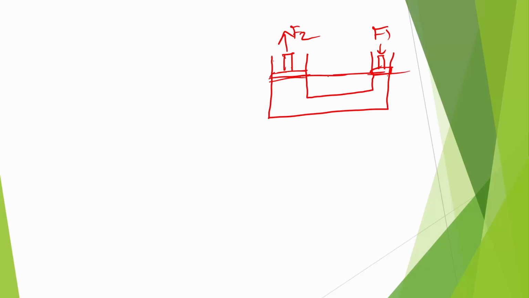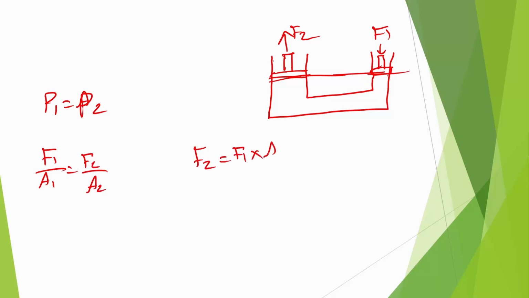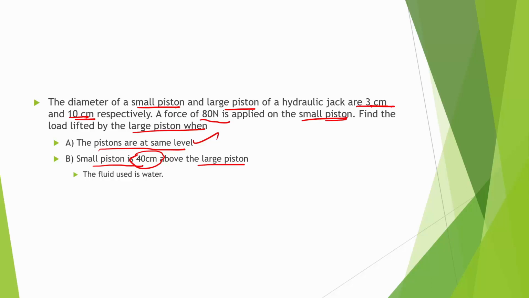So we have a ram. Now this is my large piston and this is my small piston. There is a force that is acting here which is being given out here as F2. This is F1. They are at the same level. So the pressure here and here are equal. So my pressure P1 is equal to P2. So my F1 by A1 is equal to F2 by A2. So my F2 is equal to F1 into A2 by A1, which is equal to, now my F1, the force that I have applied, is 80 Newton.